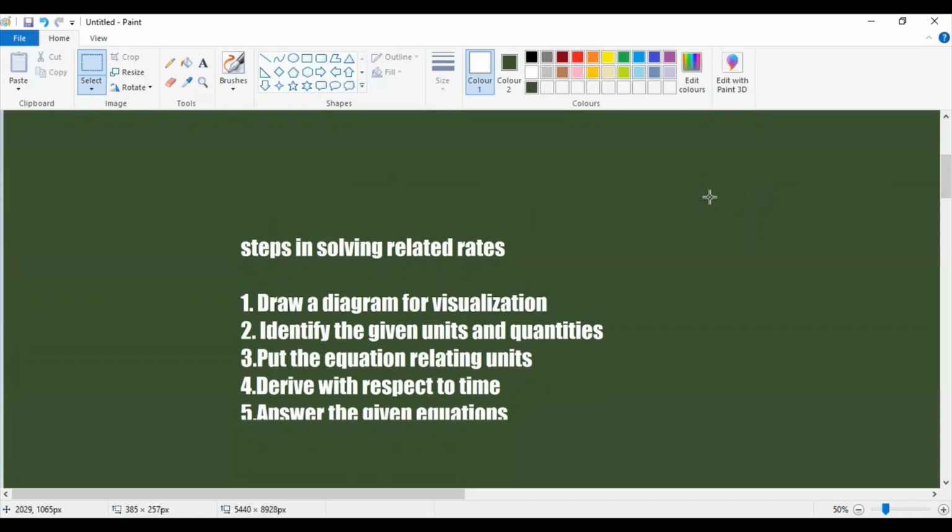Number three is put the equation relating units. Number four, derive with respect to time. So since we are looking for the rate of change, and the rate of change is solved with respect to time, therefore we derive it with respect to time. And lastly, we answer the given equations. So this step will help us find the desired result of our goal.